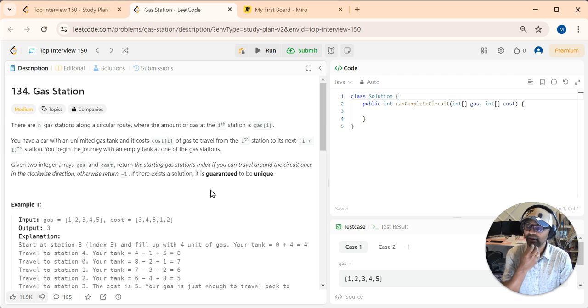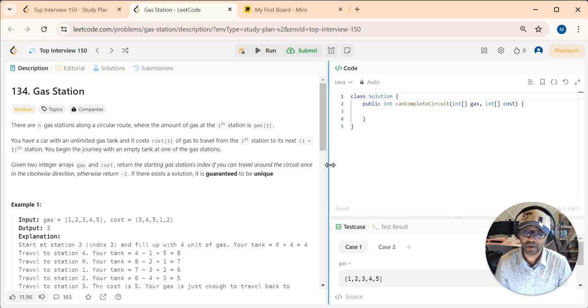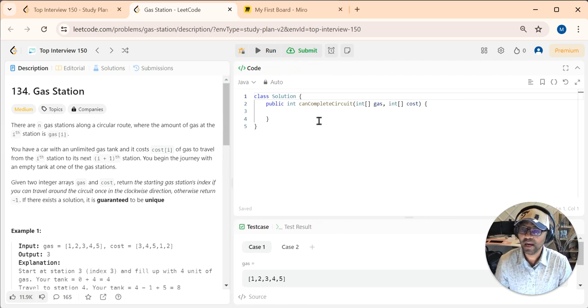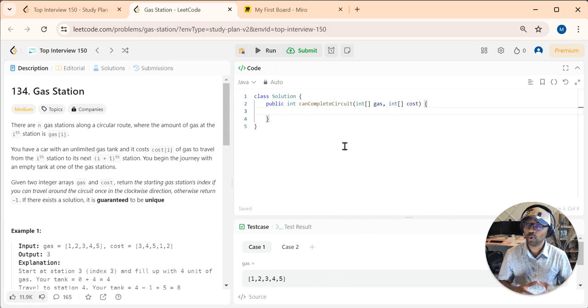Okay, let us think of an approach. It's a very interesting problem. Anytime we look at such a problem, we should always not be shy, especially in an interview, to just give the simplest solution, right? And the simplest solution is we try all starting gas stations, right? And we see if it works, right?